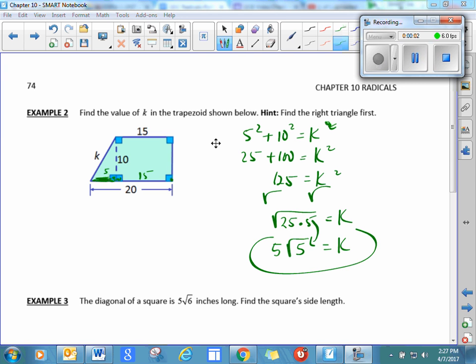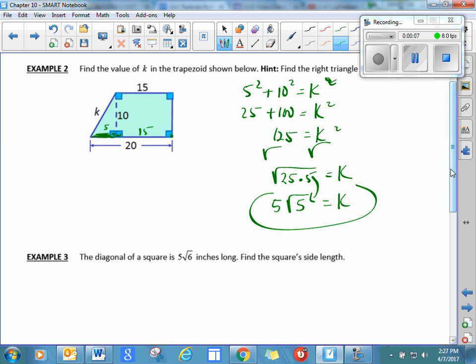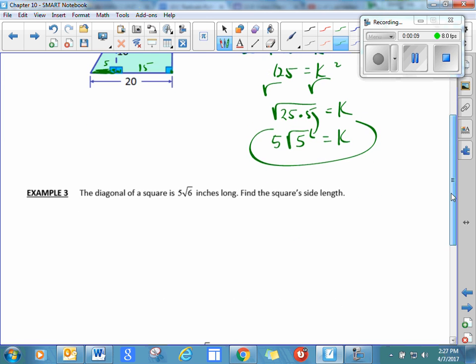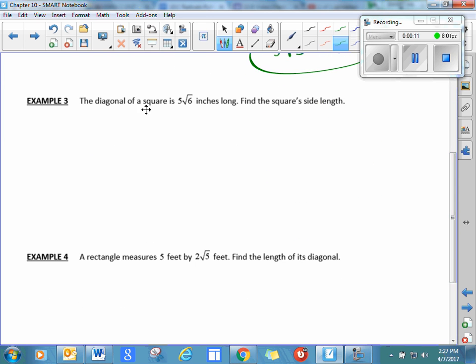We're back on page 74. We're going to work the next couple examples. They don't give us a picture on these, so we're going to have to draw our own picture. The diagonal of a square. Okay, so there's my clue, what kind of geometric figure this is going to be.